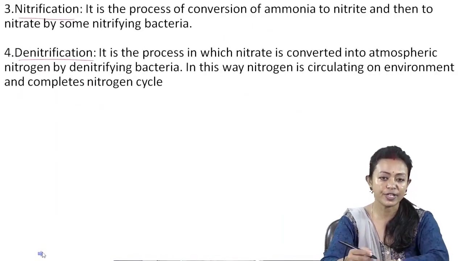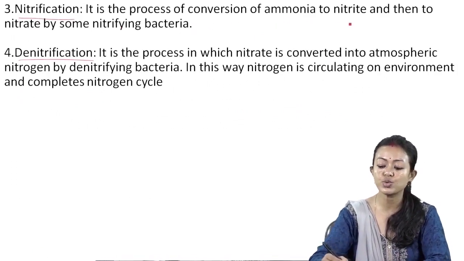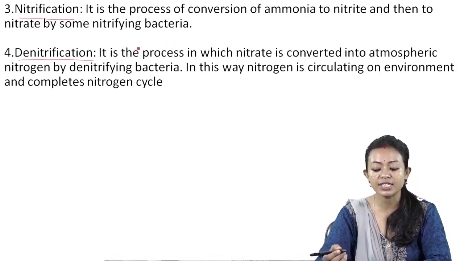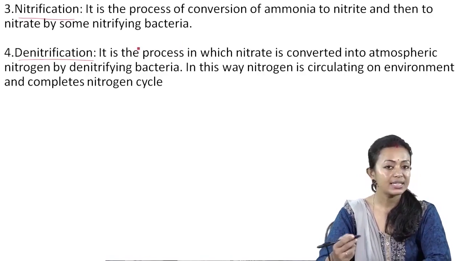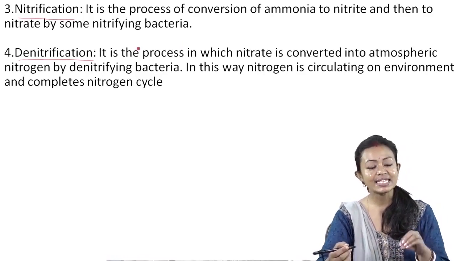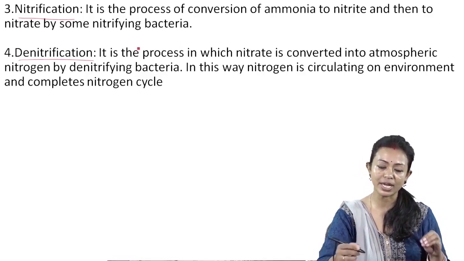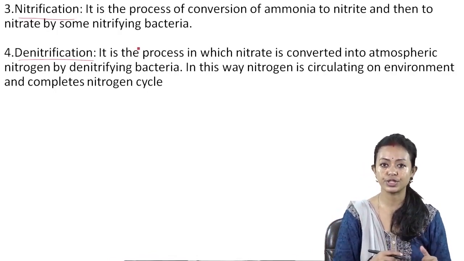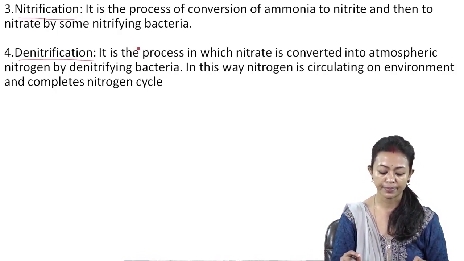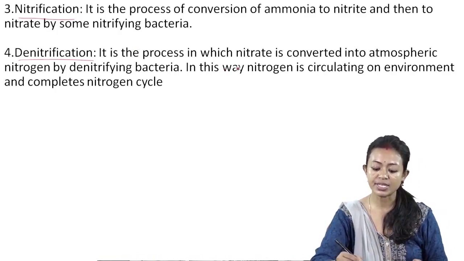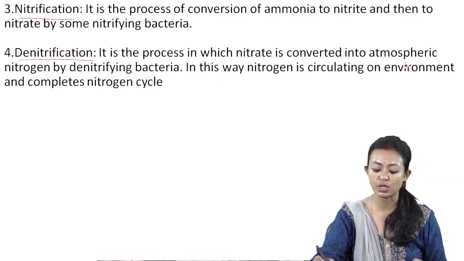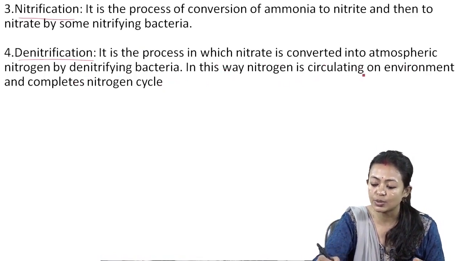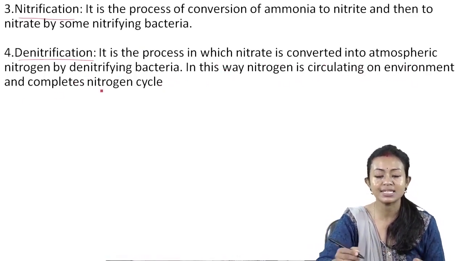Next step is nitrification. It is the process of conversion of ammonia to nitrite and then nitrate by some nitrifying bacteria. This ammonia is converted into nitrites and nitrates by the bacteria, and then they get dissolved in water and come into the food chain. So this process is called nitrification. Denitrification is a process in which the nitrate is converted into atmospheric nitrogen by denitrifying bacteria. In this way, nitrogen is circulating in the environment and completes the nitrogen cycle.